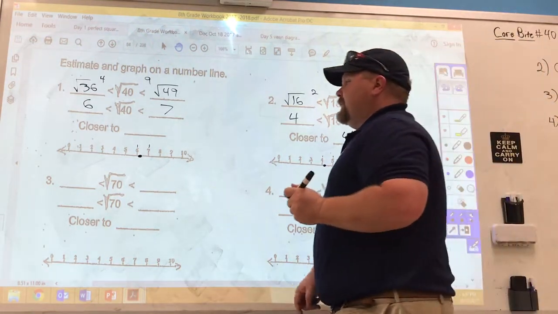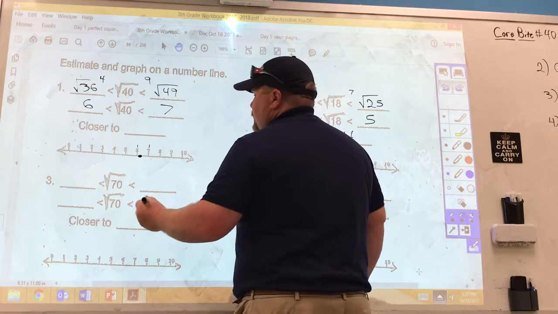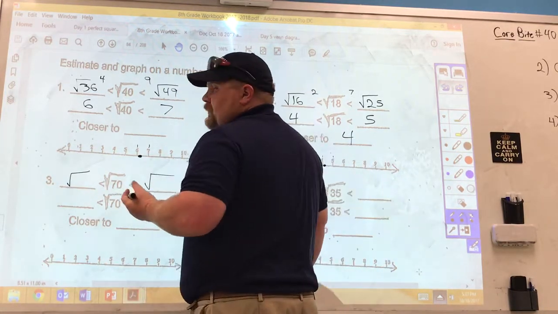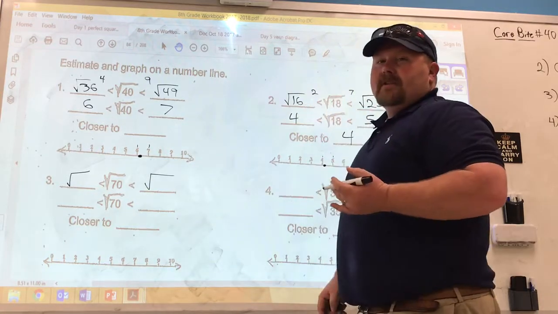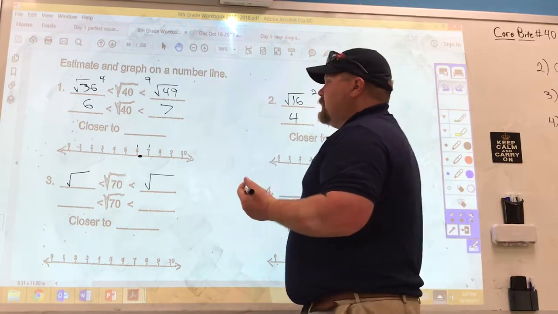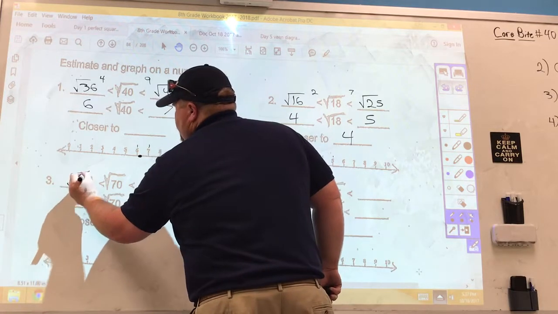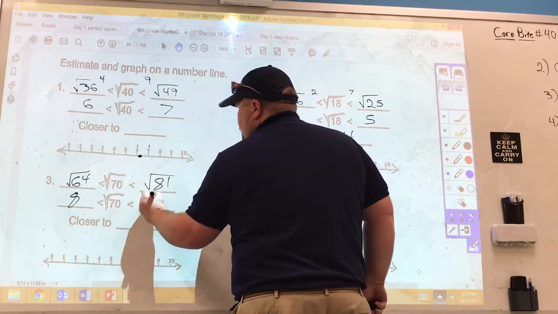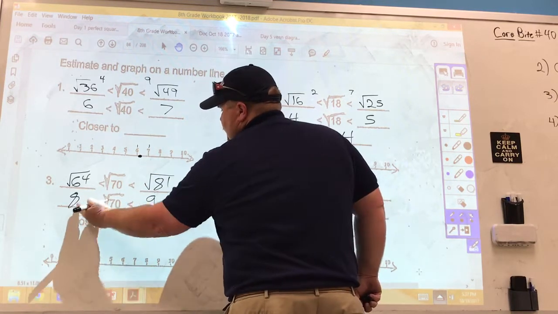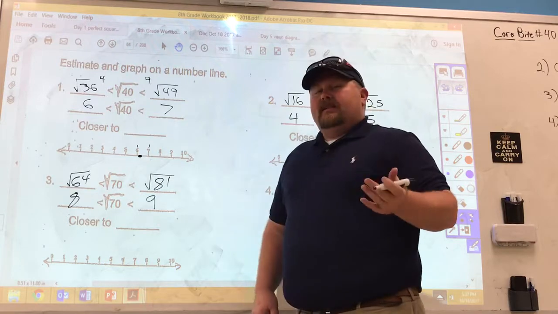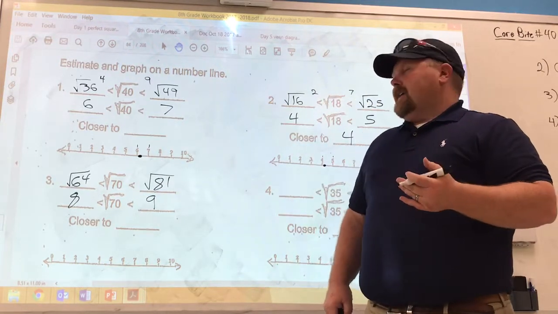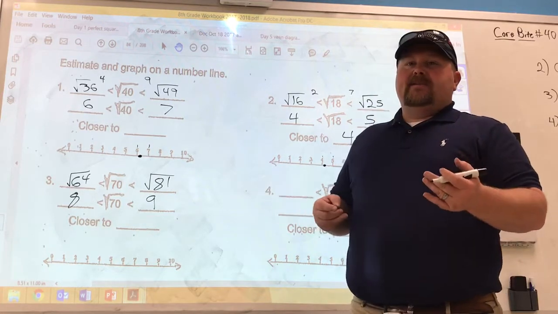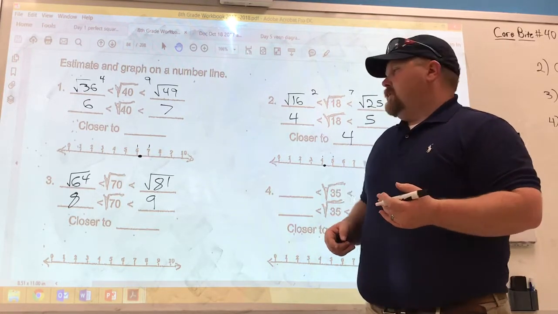Alright, number 3. The square root of 70. The square root of 70 falls in between 2 perfect squares. All of these will fall in between 2 perfect squares. And you can use your pink sheet to help you remember all your perfect squares. But we've got the square root of 64, which is 8, and the square root of 81, which is 9. Notice they have to be back-to-back consecutive numbers. It has to be 6, 7, 7, 8, 8, 9. It can never be a distance of more than 1 digit. You couldn't have 8 and 10 or 8 and 12. It has to be back-to-back consecutive numbers.